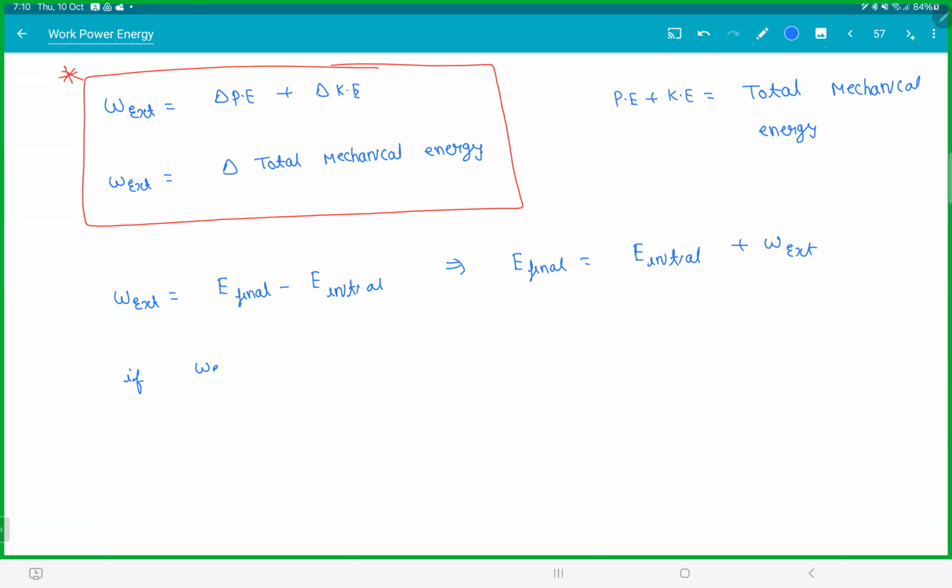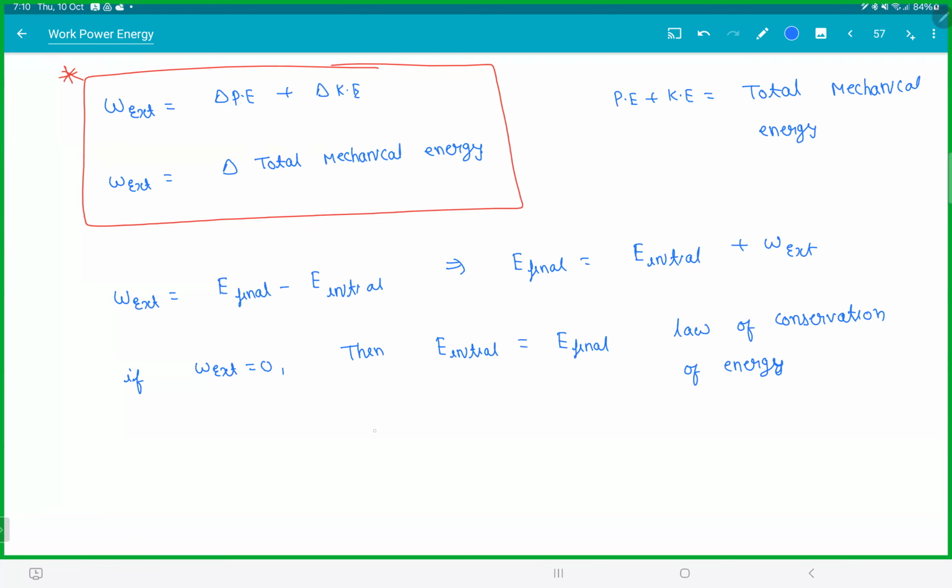If work done by external force is 0, then E initial becomes equal to E final. This is called the law of conservation of energy. So if you see, the work energy theorem is more powerful. The law of conservation of energy works only when external forces are 0. The work energy theorem works every time.